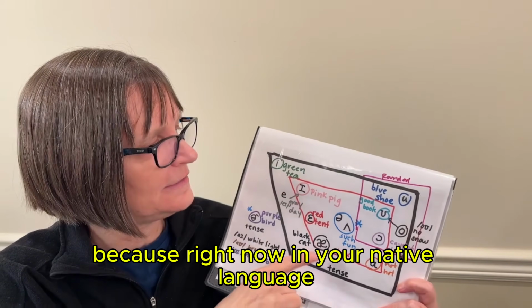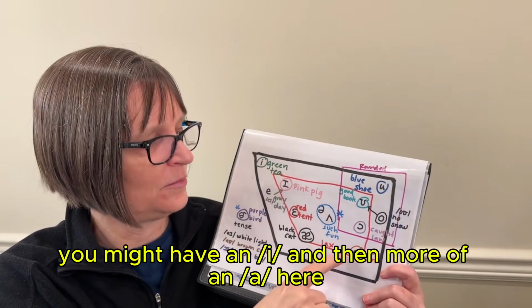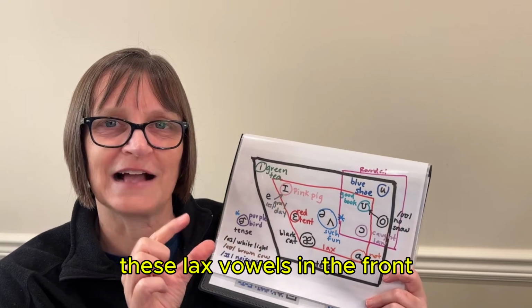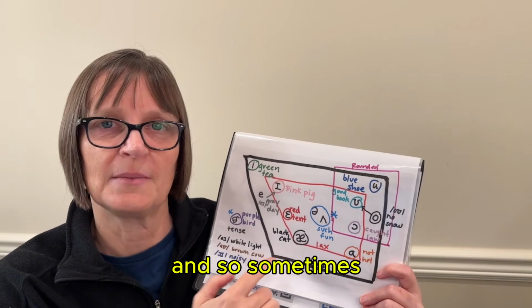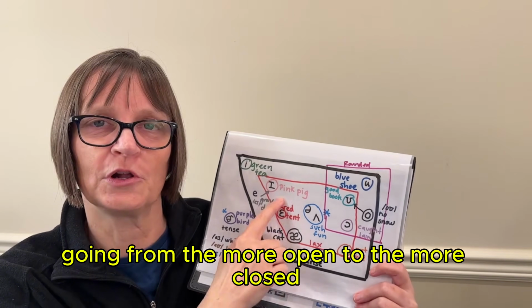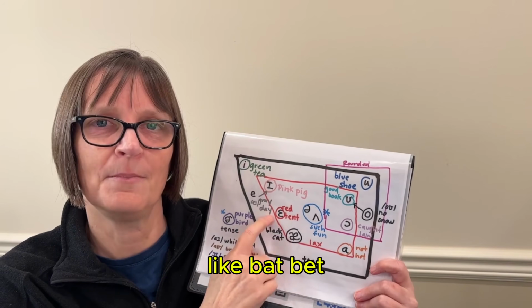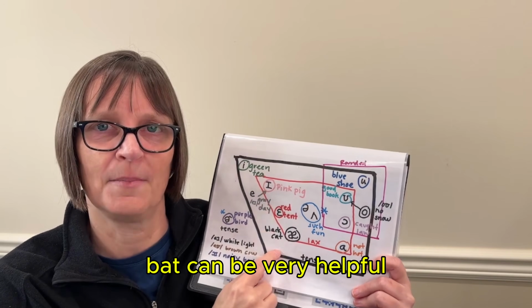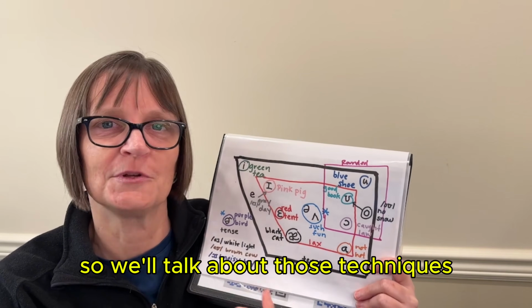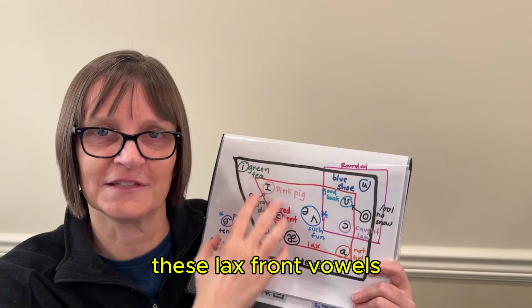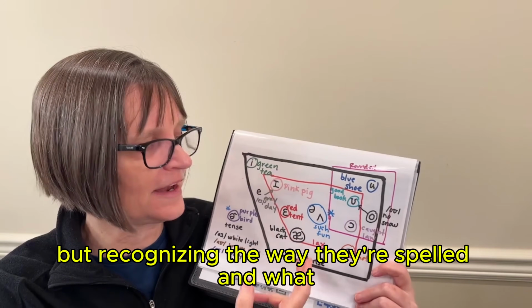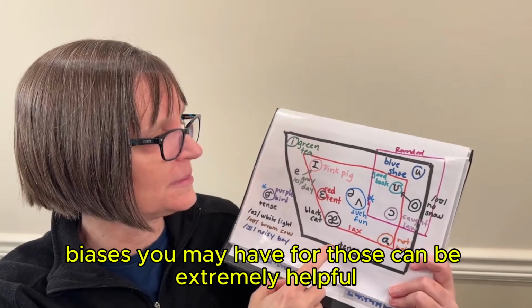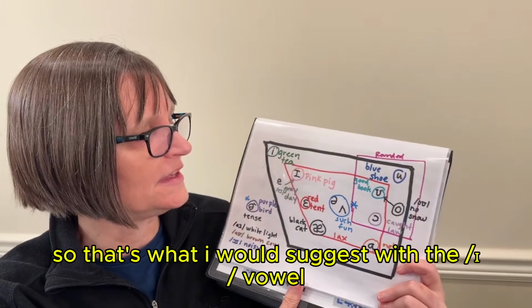Because right now in your native language, you might have an E and then more of an ah here, and your language might be missing these lax vowels in the front. And so sometimes going from the more open to the more closed, like bat, bet, bit, or the other direction, bit, bet, bat, can be very helpful. So we'll talk about those techniques as we're looking at these lax front vowels, but recognizing the way they're spelled and what biases you may have for those can be extremely helpful. So that's what I would suggest with the I vowel.